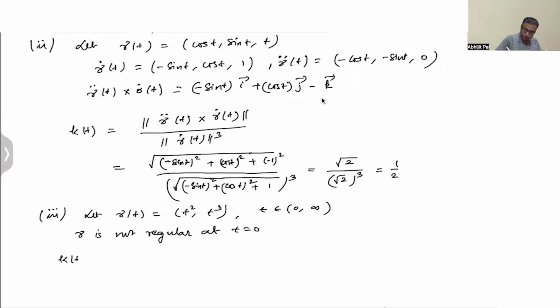So again, you can find the curvature of this gamma. This is a planar curve, so you can use the formula. This curvature, you can find it to be 6 divided by (4 plus 9t squared) to the power 3 by 2. Okay, so I'll stop here. We'll continue in the next class.